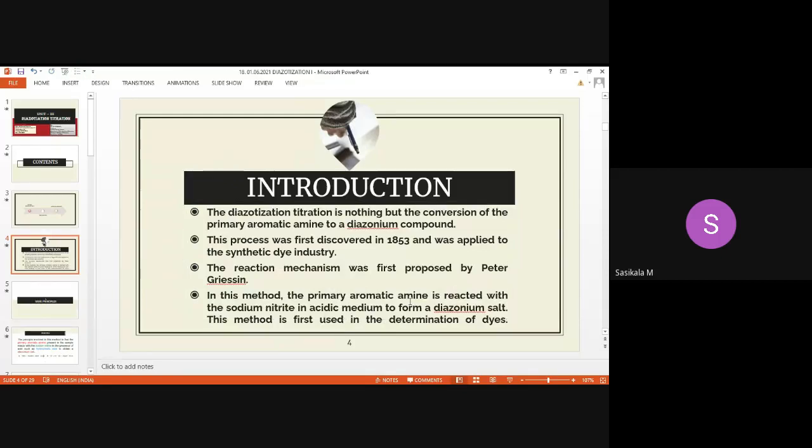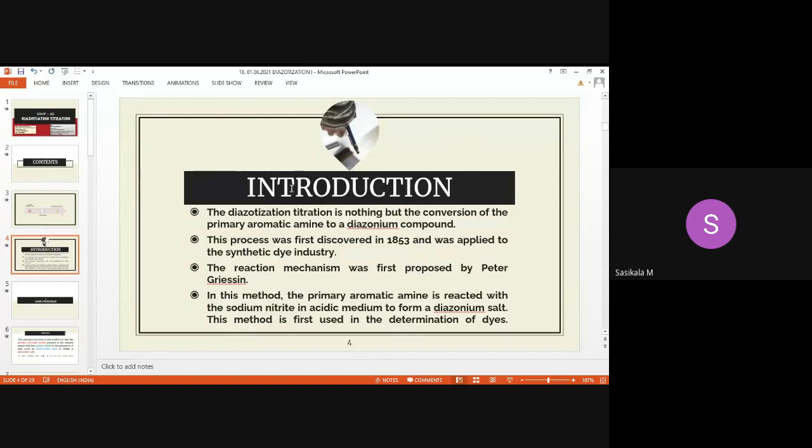So the diazotization titration is nothing but, just a minute. Can you see the wordings clearly? In the PPT slides, whether you can observe the wordings, whether it is readable. If not, kindly mention so that I can increase the font size. Some people would be monitoring on mobiles only. Classes you will be observing on mobile, so you may not see the wordings. So if you are not able to observe some wordings, kindly inform me so that I will increase the font size.